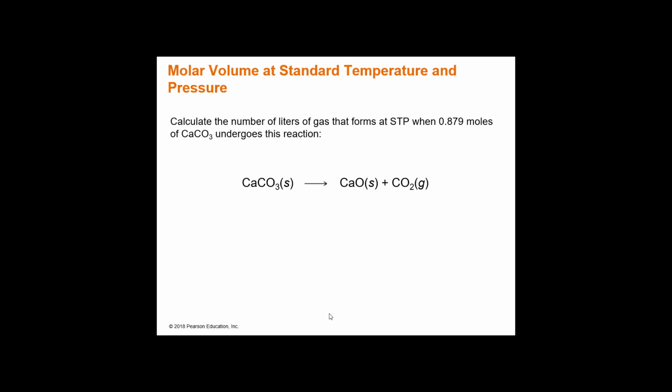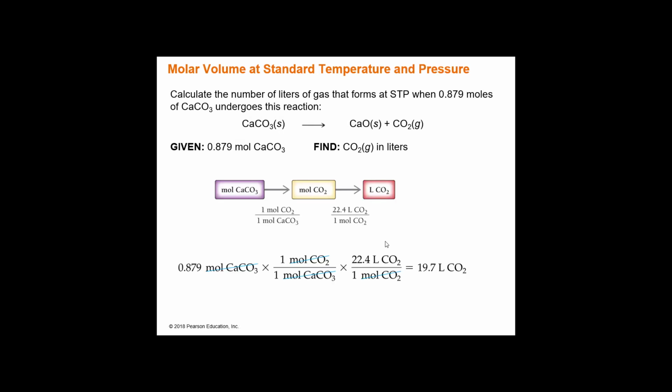And I think this is our last problem. Calculate the number of liters of gas that forms at STP when 0.879 moles of calcium carbonate undergoes this reaction. So we have calcium carbonate as a solid, and it decomposes to calcium oxide and carbon dioxide. So what is this asking for? This is asking for volume again.